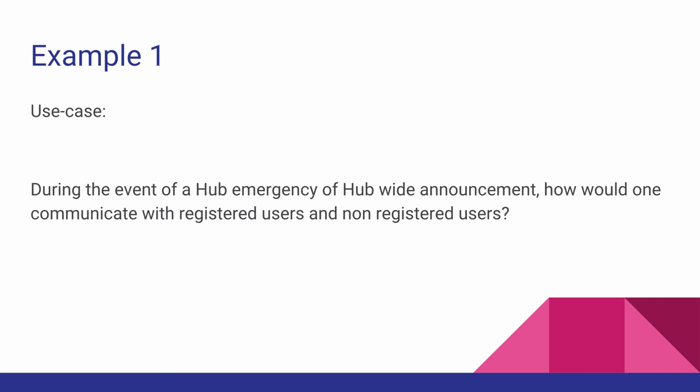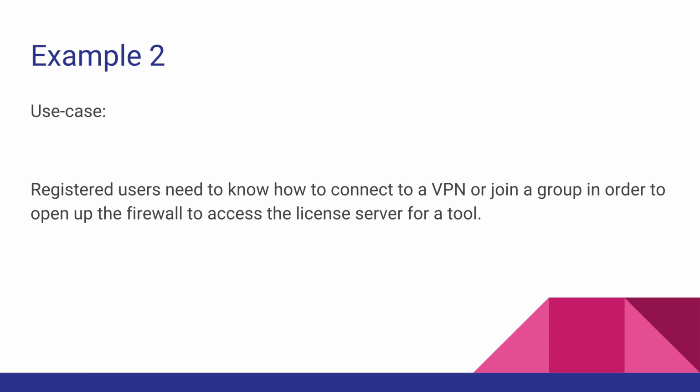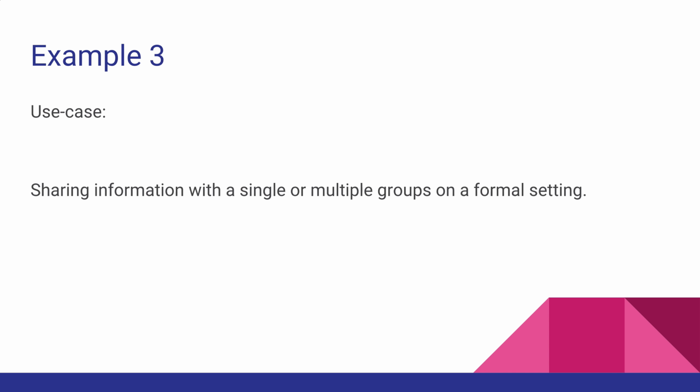Going into a few examples to help guide us to those best practices, we have our first example, which is during the event of a hub emergency or hub-wide announcement, how would one communicate with registered users and non-registered users? We will consider both short-term and long-term options. Example 2. This use case came from Inno Hub, where registered users needed to know how to connect to a VPN or join a group in order to open up the firewall to access the license server for a tool. Ending with example 3, sharing information with a single or multiple groups on a formal setting.